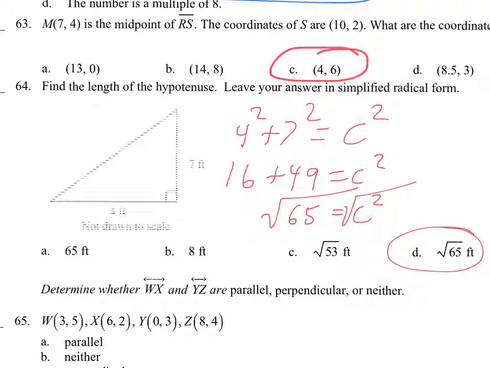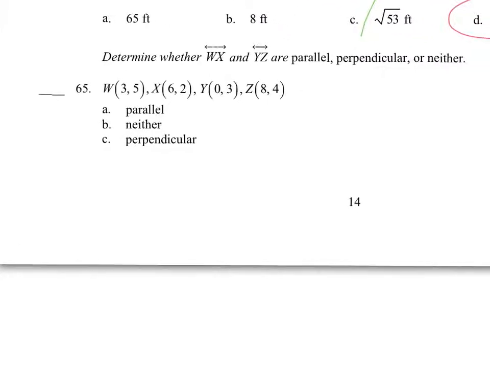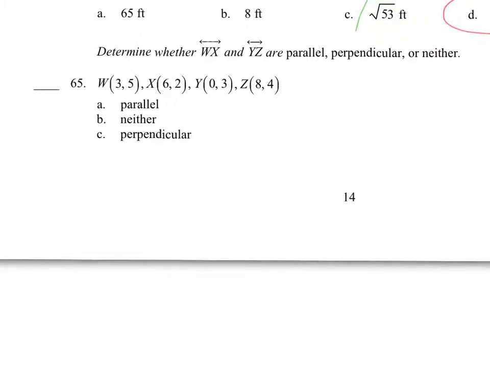Okay, number 65. Whoops. It says determine whether WX and YZ, the segments formed by those 2 points, are parallel, perpendicular, or neither. And we do this by finding the slope of each. So we're going to find the slope of WX. This is where we take the y's and we subtract them. 5 minus 2 over 3 minus 6.